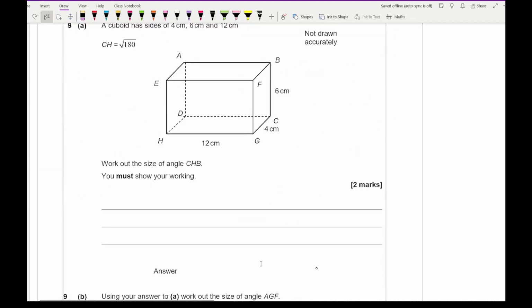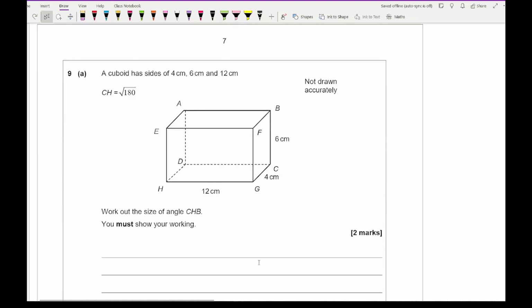Then moving on to our last question, it says the cuboid has sides 4 centimeters, 6 centimeters, and 12 centimeters. CH equals root 180. It says calculate the size of angle CHB. So let's first of all mark down everything and make sure that everything's checked. So C to H, this diagonal length here is root 180. Now to work out the size of angle CHB, let's first find out which angle it is actually wanting. So it's C to H to B. So it's this angle here that I'm wanting to find.